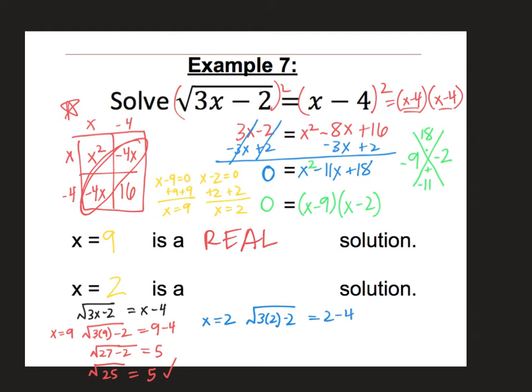Now 3 times 2 gives me 6. So I have 6 minus 2 underneath my square root equals 2 minus 4, which is negative 2. And 6 minus 2 is the square root of 4, which equals negative 2. Now this one's not going to work because technically the square root of 4 is going to give me 2. So this is an extraneous solution.